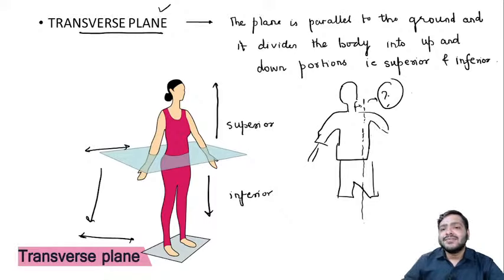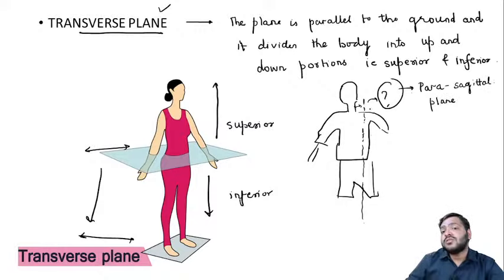Okay, guys. See, it has a special name. It is also a sagittal plane, but remember, it is a parasagittal plane, which is not crossing the midline. It is parallel to the mid-sagittal plane. Both of them are sagittal planes.